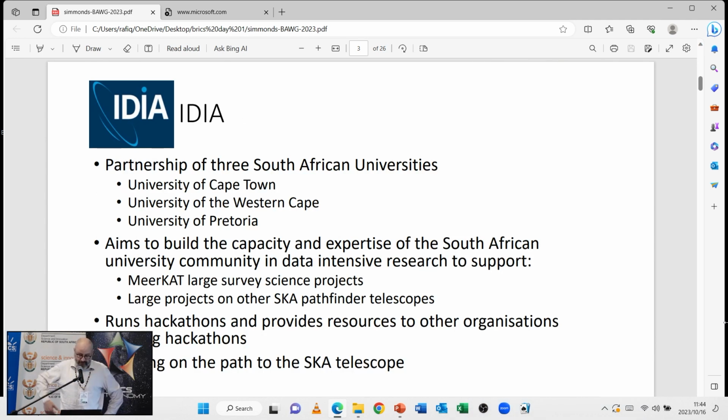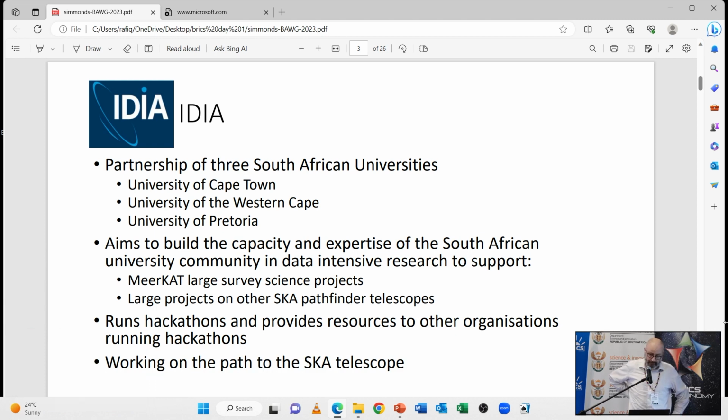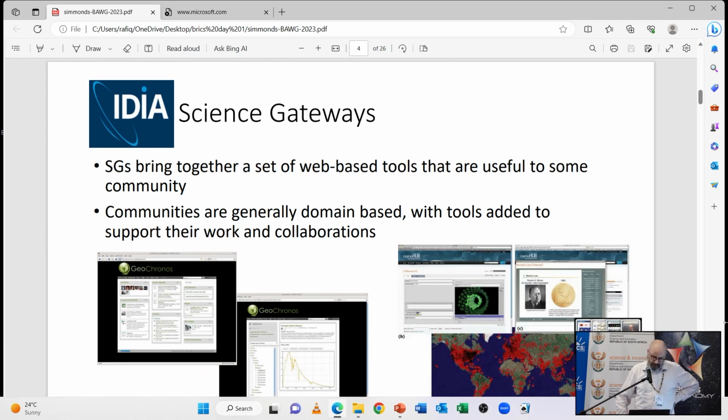So IDIA, I don't know if Russ really introduced IDIA, but it's a partnership of 3 South African universities, aimed at capacity building in the direction of going towards the SKA, and also providing hackathons. So science gateways are used to bring together a set of web-based tools that usually support some particular community. And generally the communities are domain-based, with tools added to support their particular work and collaborations.